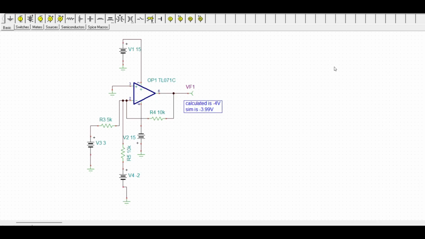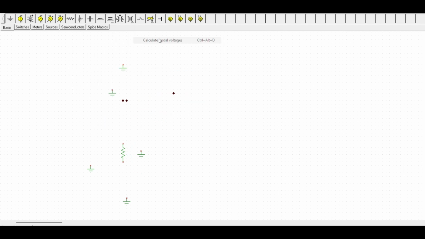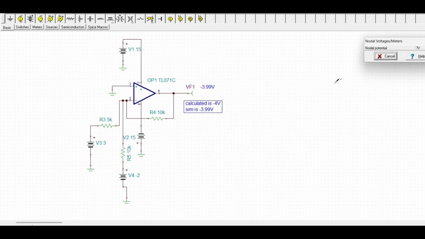So I have drawn the circuit diagram on a simulation software and provided the values based on the example. Let's look at the output voltage. When we calculate the output voltage, we got minus 4 volts. In our simulation software, we got the output voltage as minus 3.99, which is minus 4 volt.